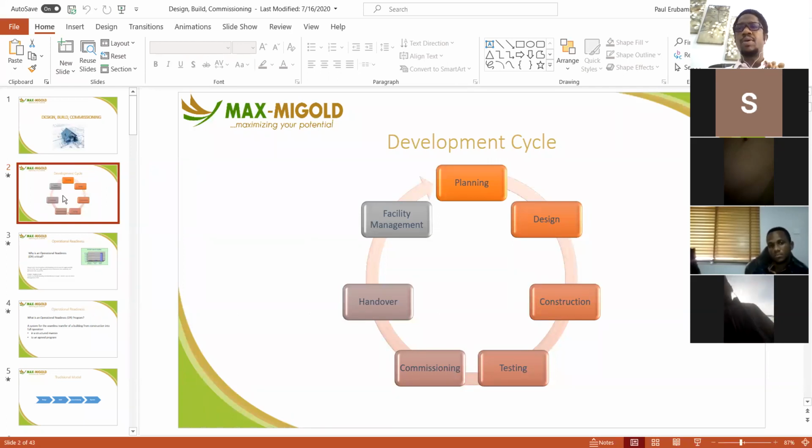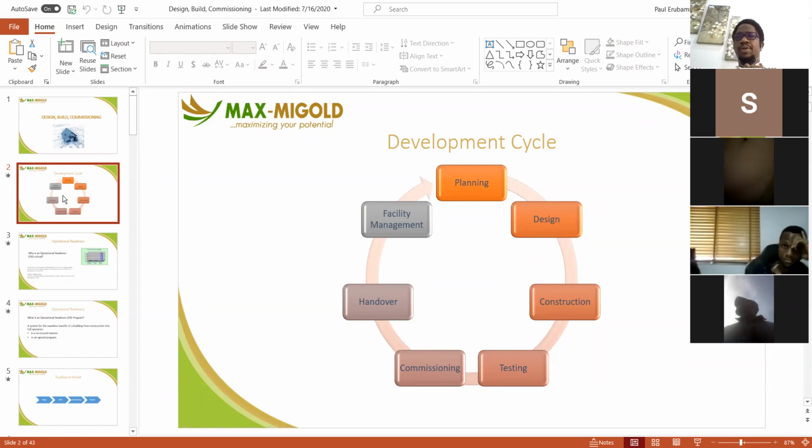What are the outputs? The main output is called a brief. A brief summarizes what the facility should be, the capacity of the facility, who it should serve, what value it should bring, and so on and so forth. Basically, encapsulating all of that information in the minds of the owners into a document that is handed over to the design team.